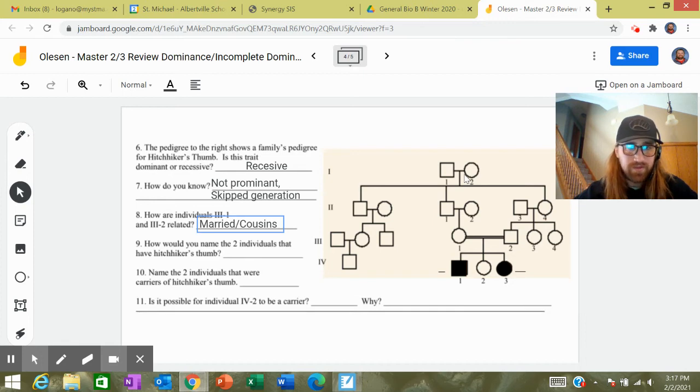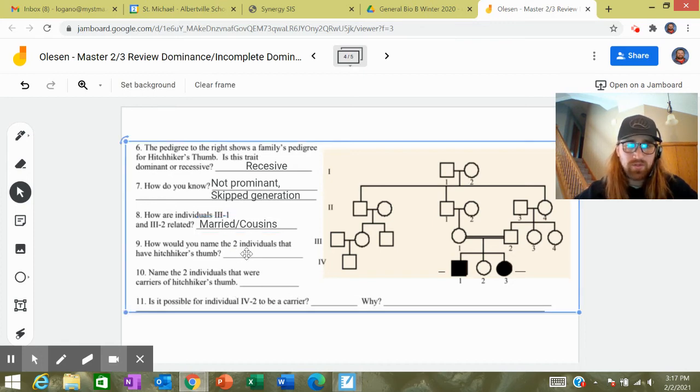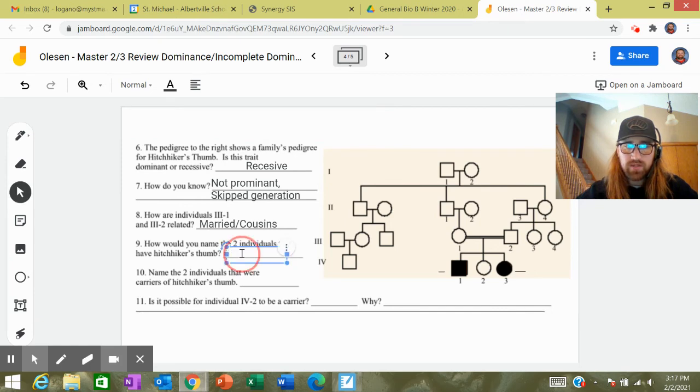I apologize. Number 9. This is how would you name the 2 individuals that have hitchhiker's thumb? So how would we name these 2 individuals? So these 2 individuals are affected. How would we do this? The way we're going to do this, we're going to do it in the same way that they did in number 8. We're going to put this right there. We are going to call this IV, and we are going to put a dash. We're going to put a 1. And IV dash 2. Okay. That way we know where it is on the Punnett square. It is in the 4th generation.